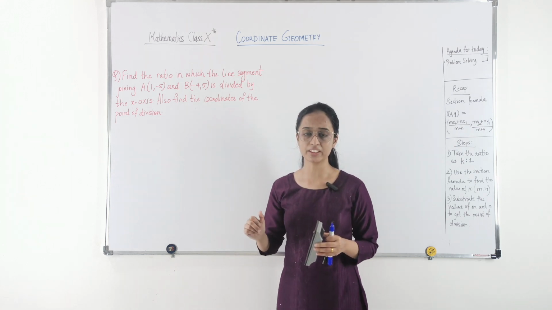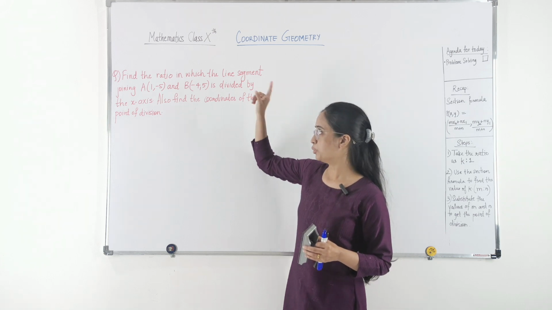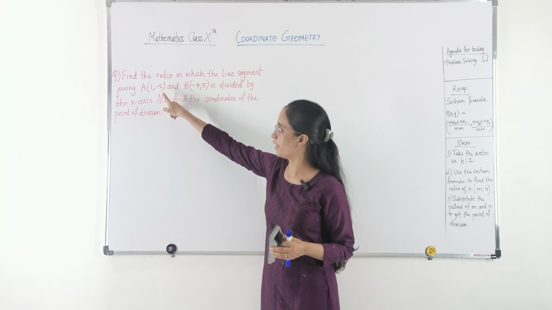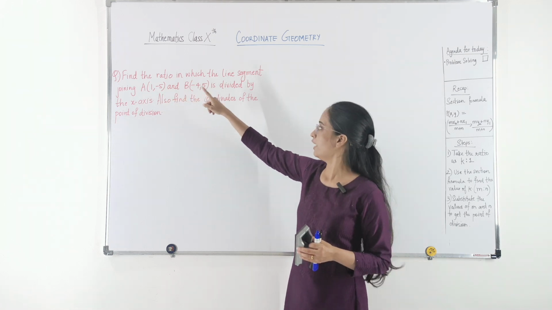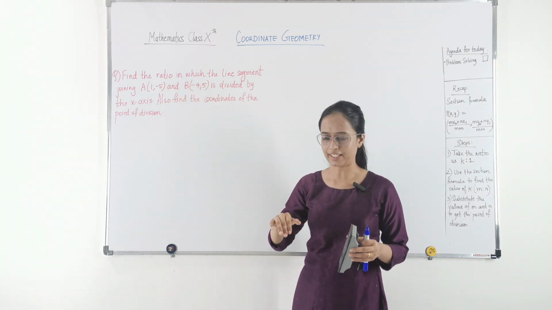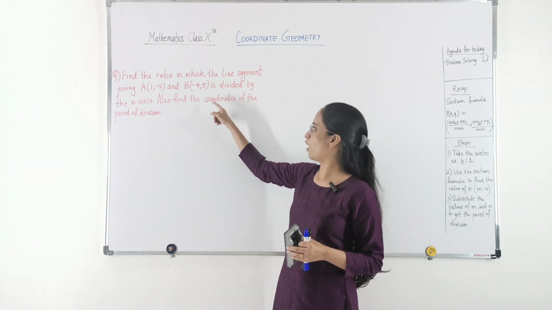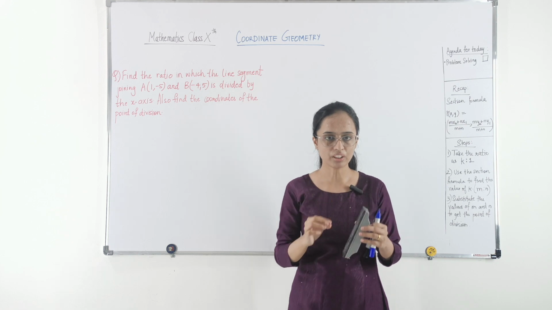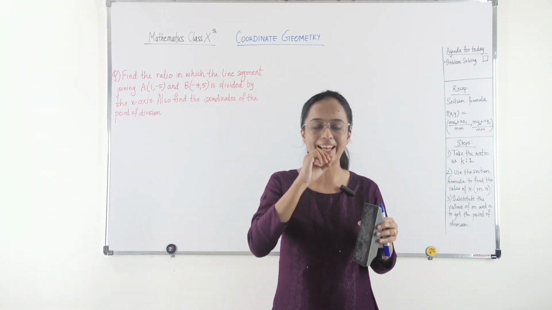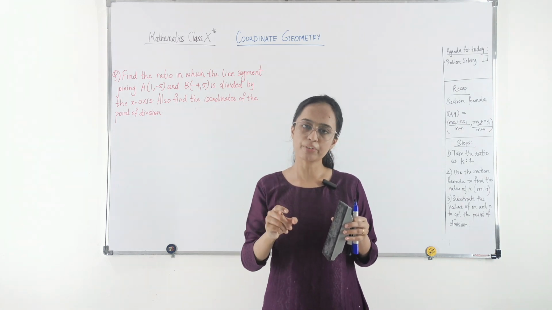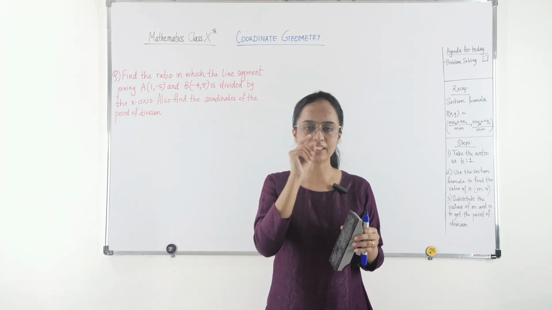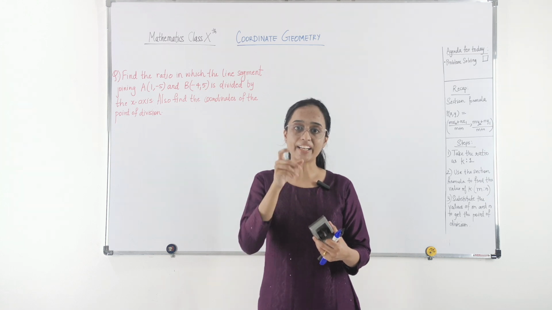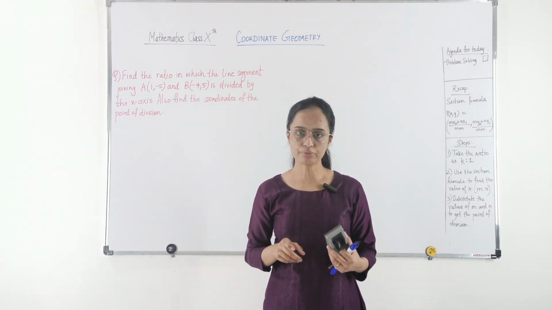Now here, if you see, the question says that you have to find the ratio in which the line segment joining these 2 points is divided by the x-axis, and after that you are supposed to find the coordinates of the point of division. So first you are supposed to find the value of m and n, which would give you the value of m is to n, that is the ratio in which the line gets divided, and then you are supposed to find the actual coordinates of the point of division.